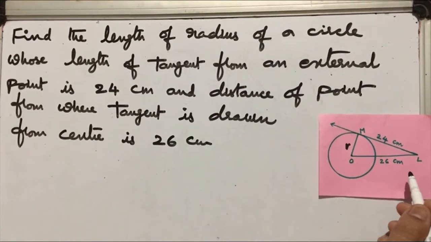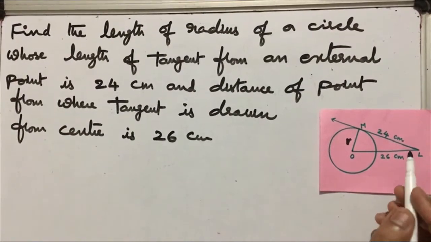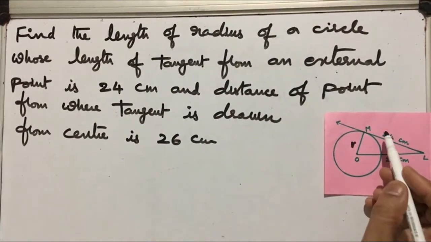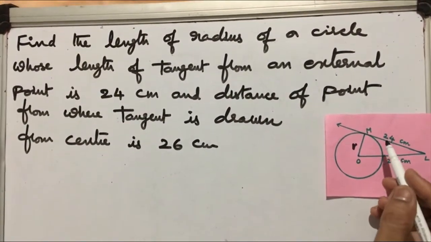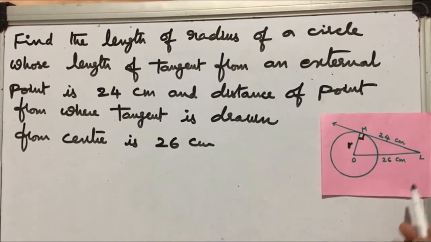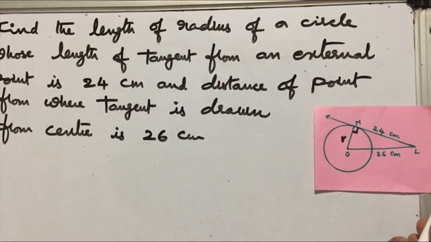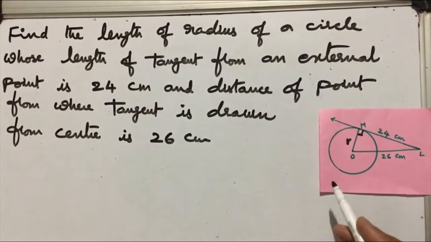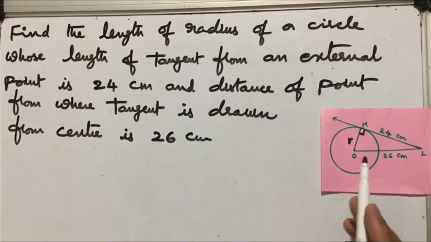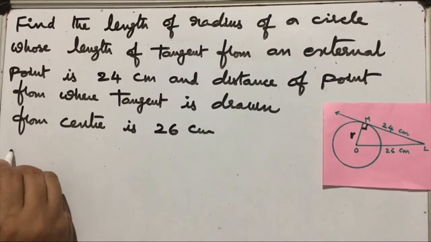We know very well by theorem 10.1 that the radius drawn at the point of contact is always perpendicular to the tangent. So triangle OML becomes a right angle triangle, so we can use the Pythagoras property and find the radius of the circle. So let us do this problem.